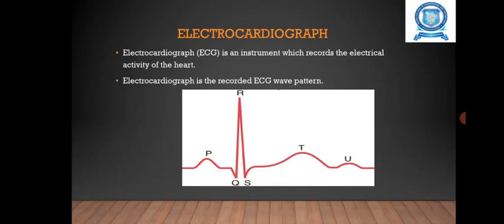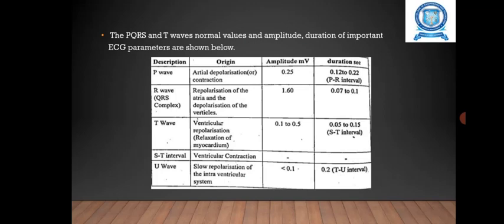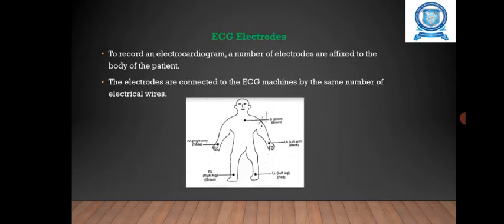It provides valuable information about a wide range of cardiac disorders, from the presence of inactive parts of the heart muscle. Here, changes in the rhythm of the heart can be easily diagnosed by using the electrocardiograph. The P, Q, R, S and T waves, normal values, amplitude, and duration of important ECG parameters are shown in this table.